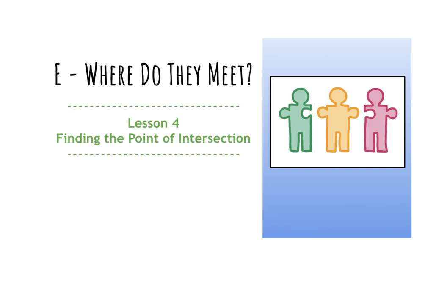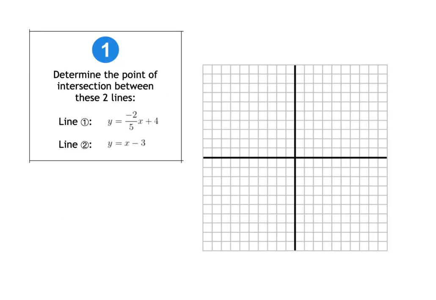Hi everyone, today we're going to be doing lesson 4 of Unit E. We're going to be finding the point of intersection. Question number 1 asks us to determine the point of intersection between the lines y equals negative 2 over 5x plus 4 and line number 2, y equals x minus 3. We'll have to graph each of these lines.